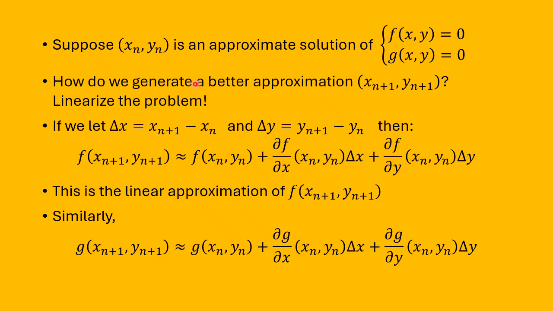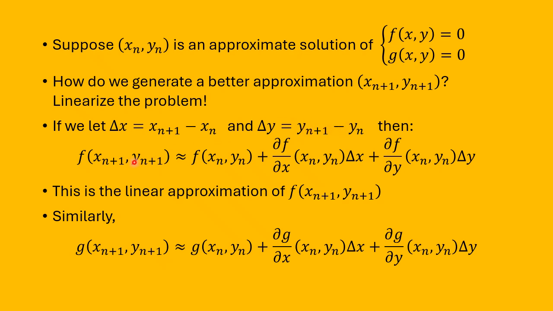What we'll do is linearize the problem. f and g might be non-linear functions. The graphs do not have to be lines. And so here's what we'll do. A little bit of theory. Let delta x be xn+1 minus xn. Delta y is going to be yn+1 minus yn.